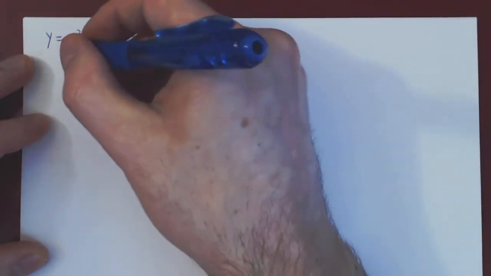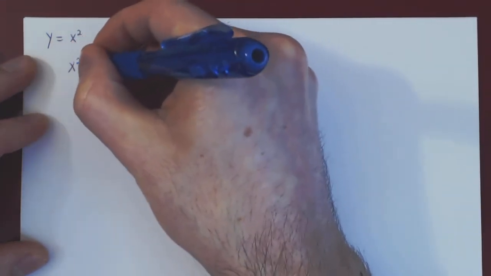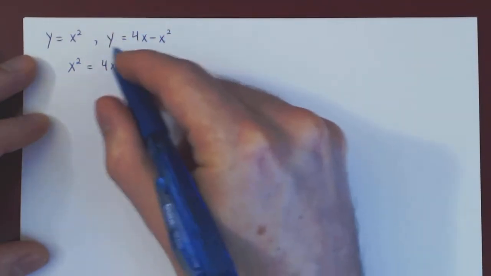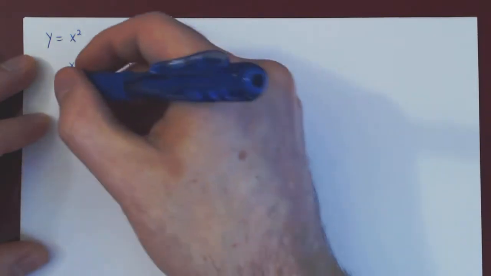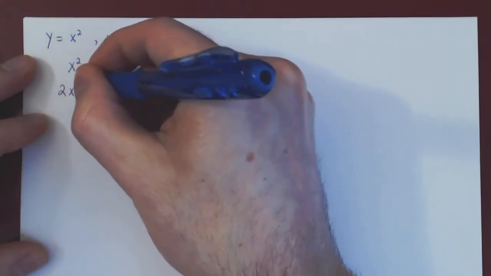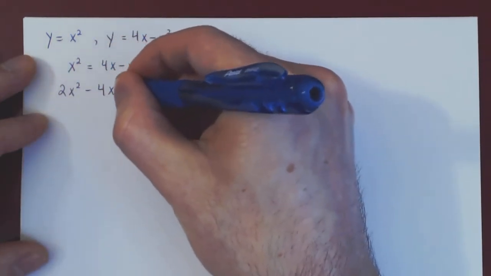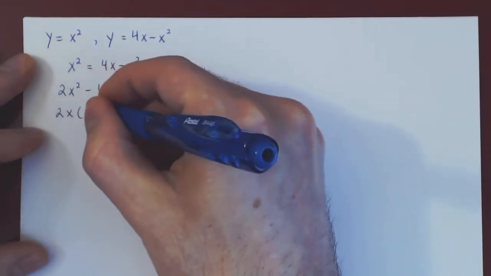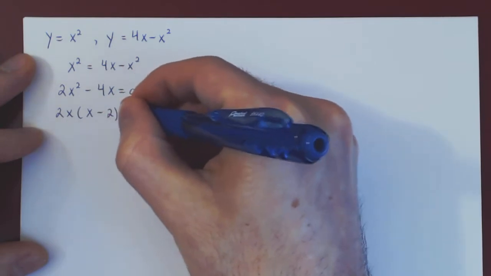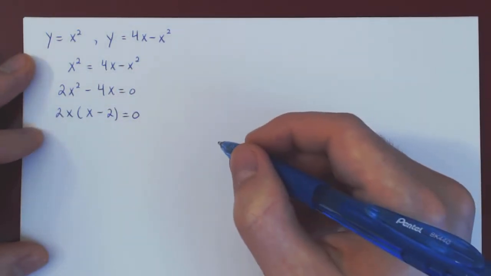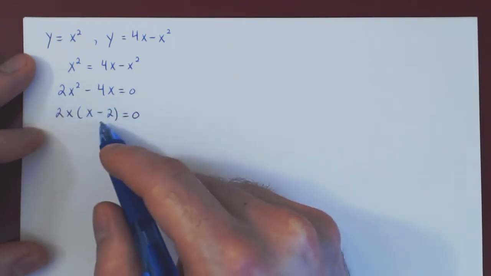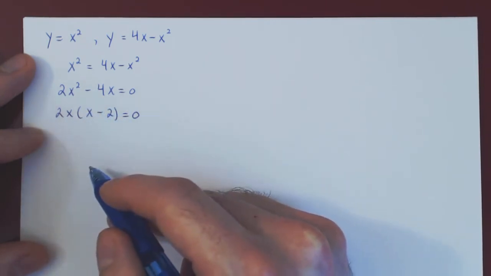Let us first find the points of intersection, so we equate both y values. Send every term onto the left-hand side, and you'll get 2x squared minus 4x is equal to 0. You can factor 2x. Another solution is trivial. Either x is 0 or x minus 2 is 0, in which case x is 2.